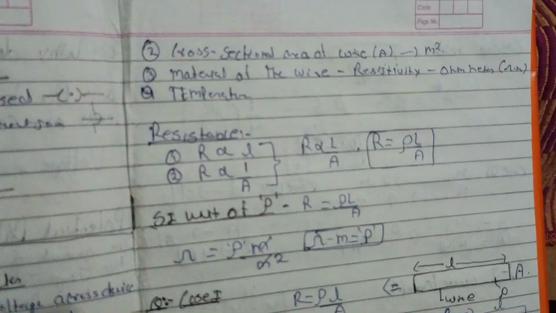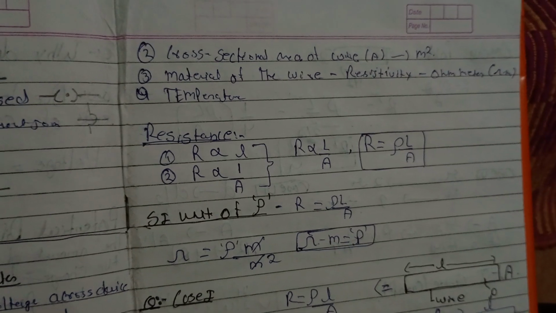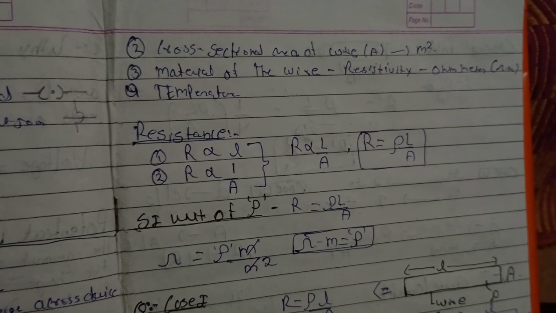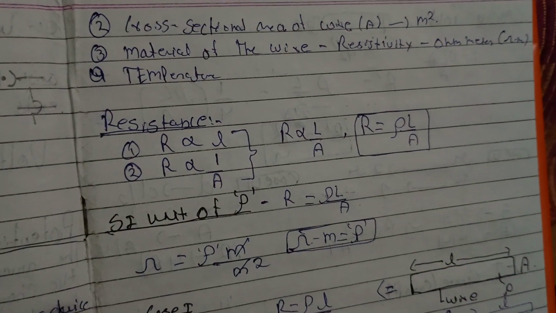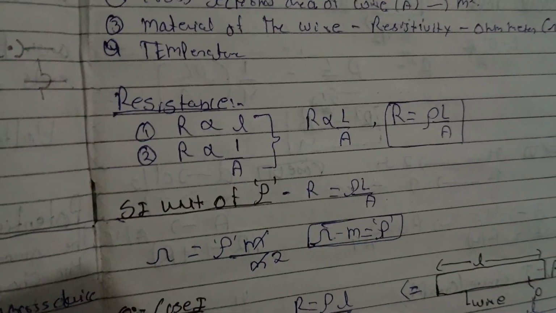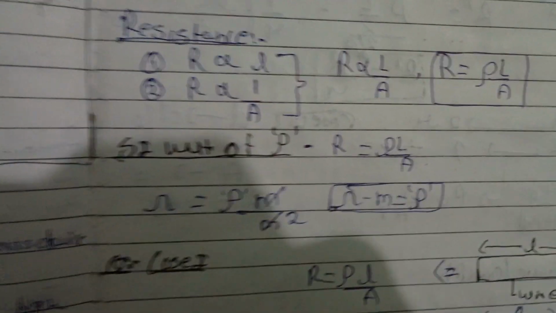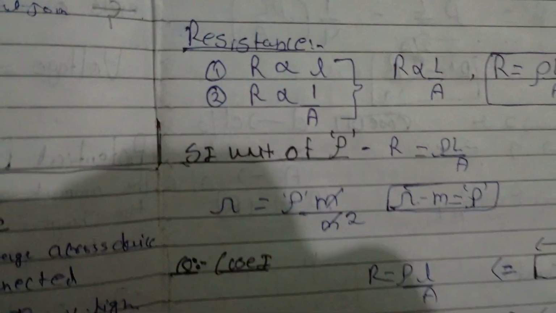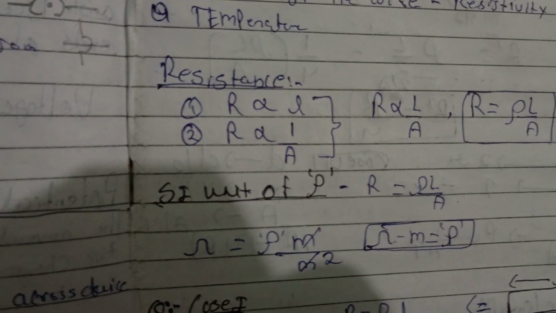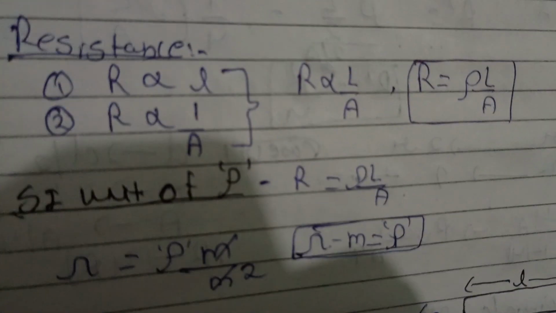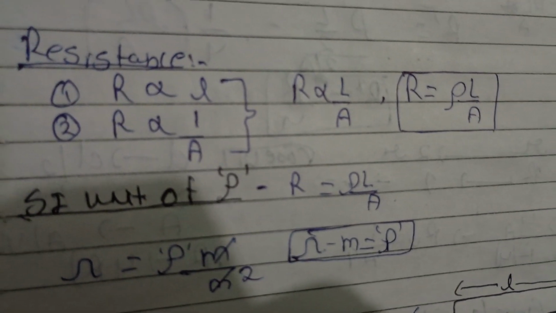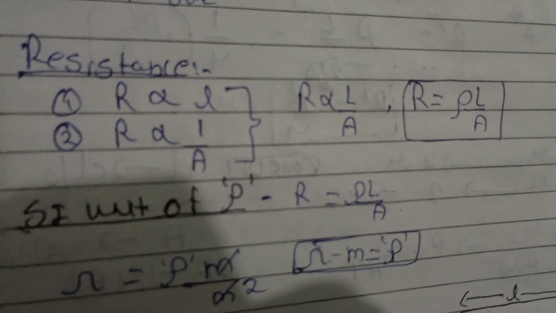And the material of the wire is the resistivity, which is denoted by ohm meter. And temperature. So resistance R is directly proportional to L, and R is inversely proportional to the area of cross section. So there we can see the result: R is directly proportional to L upon A.